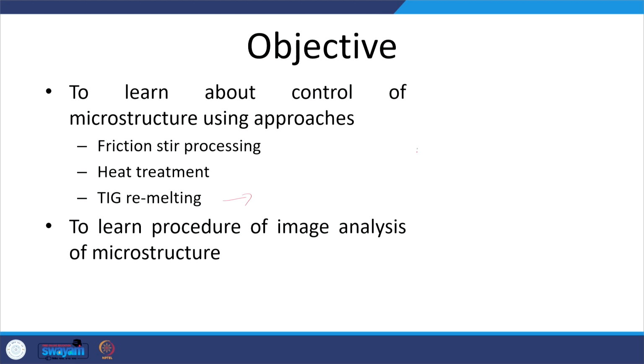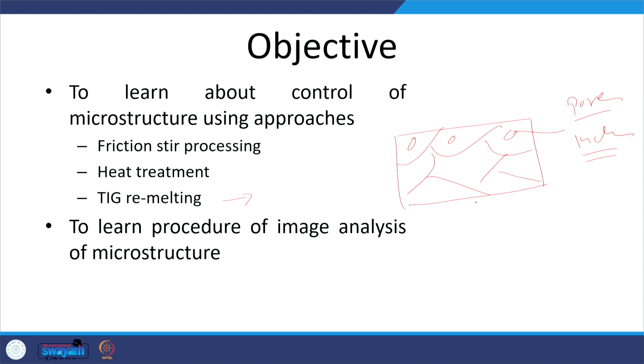TIG remelting is one approach which is especially useful for castings. Why? Because castings usually result in a very coarse grain structure due to the slow cooling rate. Also, they suffer from common defects like porosity and inclusions. This is happening due to the relatively low cooling rate experienced by the molten metal during solidification, as far as the coarse grain structure is concerned.